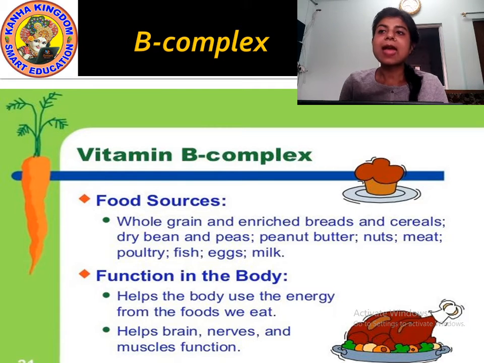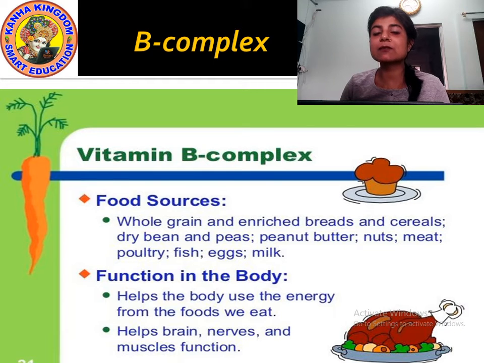Understood? Then it helps brain, nerves and muscle function. The functioning of our brain, our nerves, our muscles, it helps in the good functioning. It helps our brain to work, our nervous system to work, our muscles to work. That is why we should eat food that is rich in B complex also. Now let us move to the next, that is vitamin C.